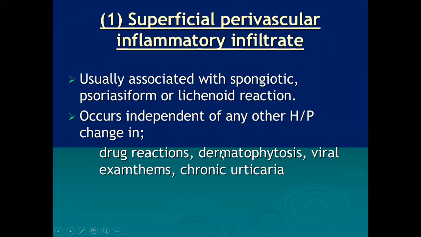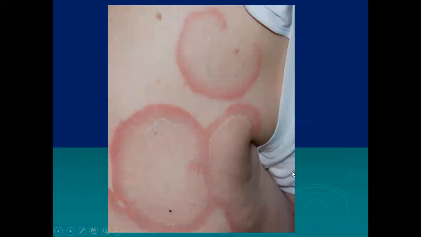However, there are certain reactions in which this superficial pattern of inflammatory infiltrate is quite important, as the other findings are not very significant, like in drug reactions. The main histology is superficial perivascular inflammation with eosinophils. Similarly, the viral exanthems, which are usually characterized by a faint superficial perivascular lymphocytic infiltrate. And the same is the case with chronic urticaria.